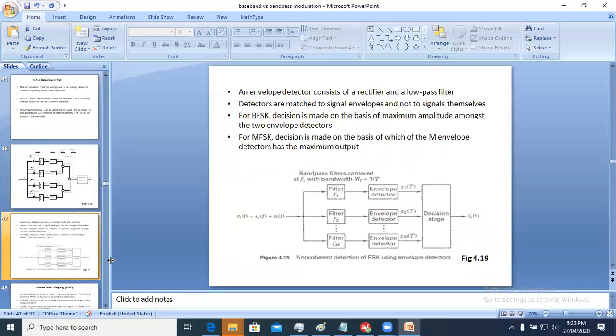We also have the envelope detection. In the envelope detection stage, for MFSK, we have M envelope detectors, and we compare the energy in each received envelope, and then we have the detector. So this is the energy detector for non-coherent FSK signaling.